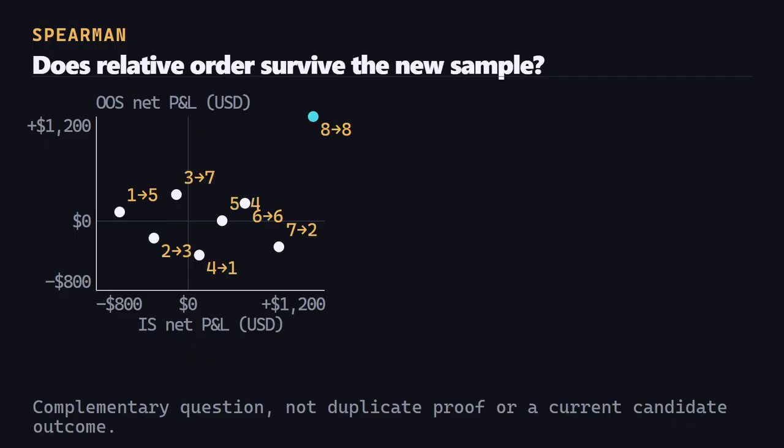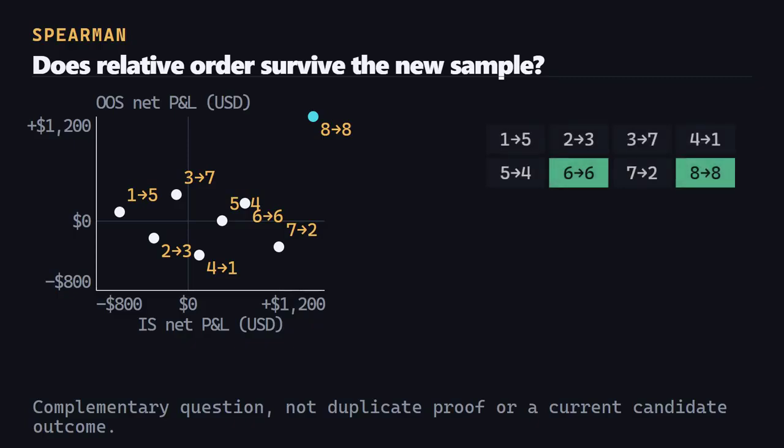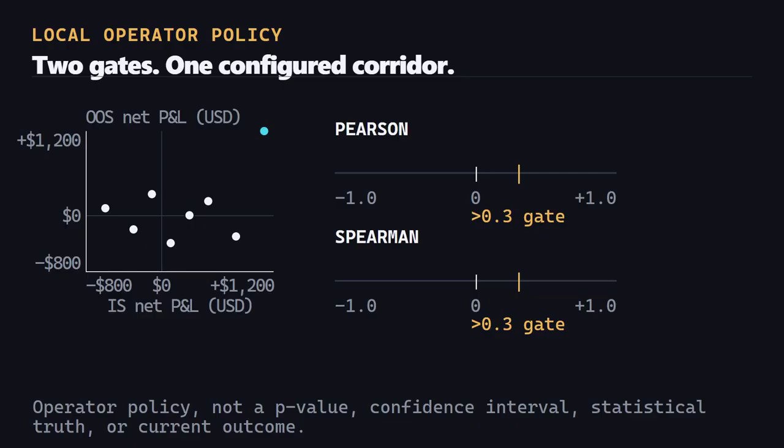Now apply the configured 2-gate corridor to this hypothetical table. Pearson 0.453 clears its local strict greater than 0.3 rule. Spearman 0.19 does not, so the corridor fails. That is a teaching result for these disclosed numbers, not a field pass or failure. The thresholds are operator policy, not a p-value, confidence interval, universal truth, or proof that any strategy is sound.